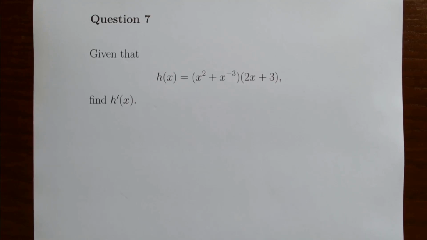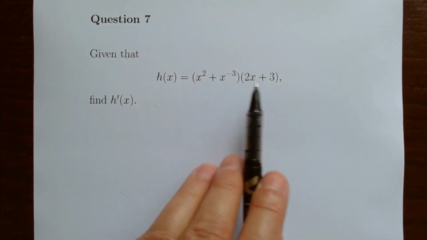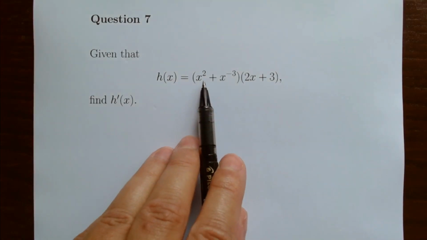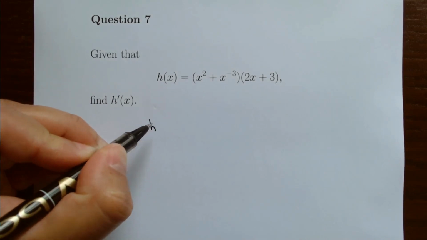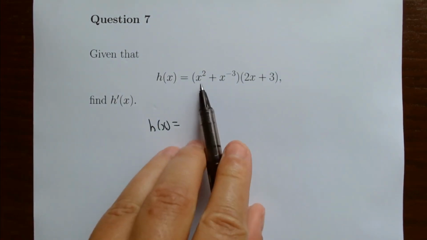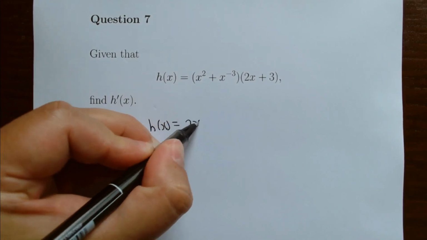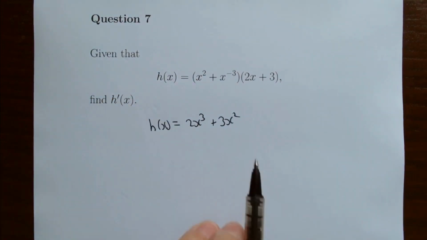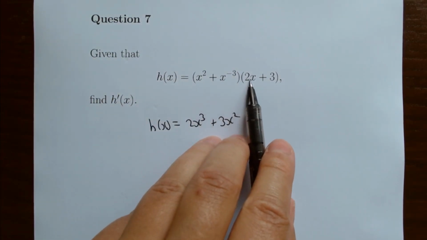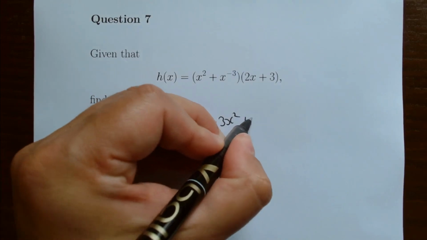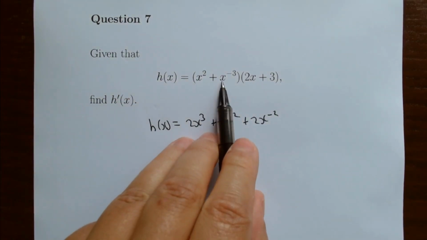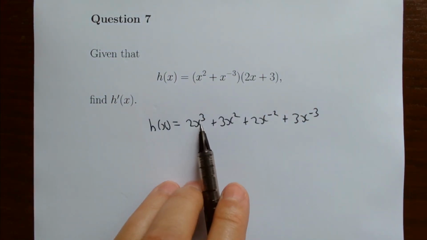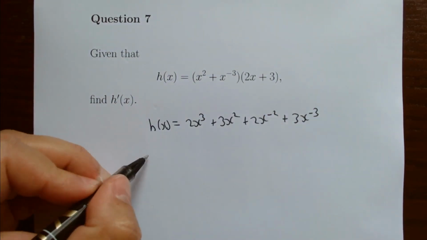Okay, question number 7. We're given a function h of x. It's a double bracket, and we need to differentiate it. So the first thing we do is expand the brackets. So h of x, so you get 2x cubed plus 3x squared plus 2x to the minus 2, and then plus 3x to the minus 3. Okay, and there's no like terms, so we can begin differentiation.